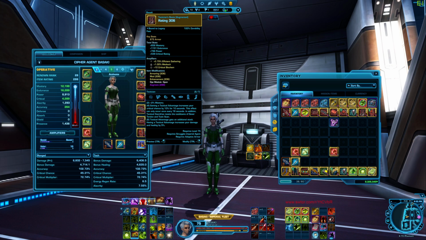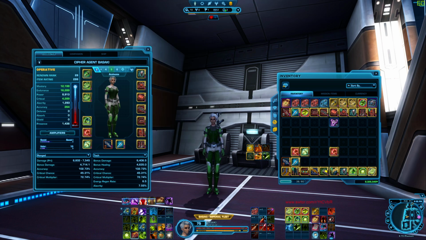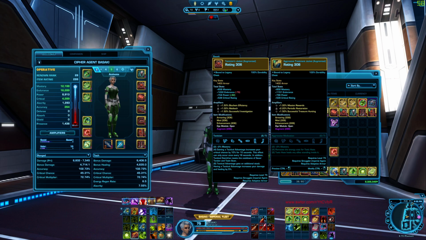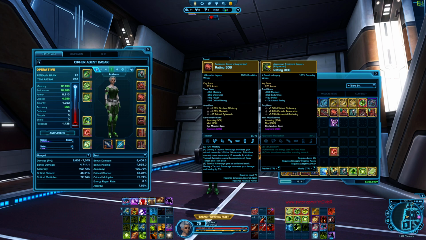Now, the reason why this is a good set for both DPS and healing is because of that tactical advantage giving you that extra 5% damage or healing. So that's why this set can be particularly nasty when it comes to damage as well. Okay, so that's the set we are using. Now, I did say there was an additional set that I wanted to talk about, and of course, I do want to talk about it, and that is this set right here, which is called Aggressive Treatment.